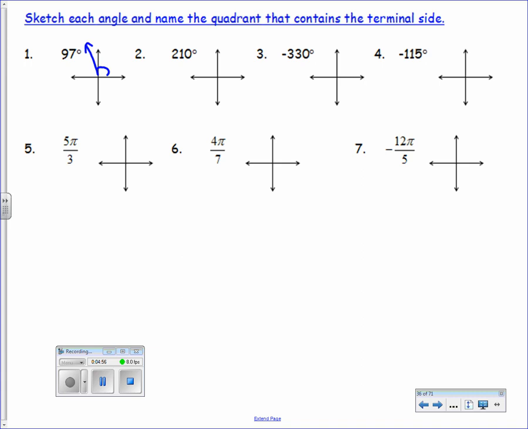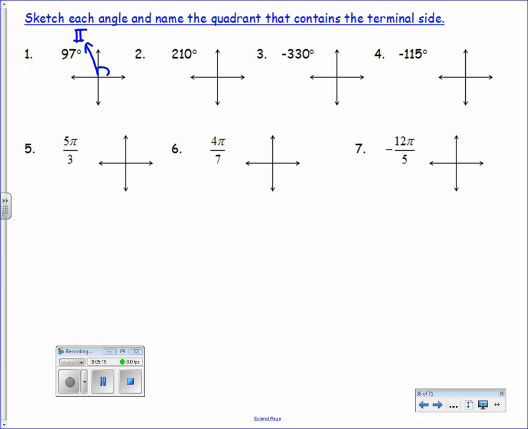So this is what I call the terminal ray. The ray that I just drew is basically where the angle is going to end. Terminal means ending. Then we have to figure out what quadrant the terminal ray is in. This is in quadrant 2, so we're going to put the Roman numeral 2 there.